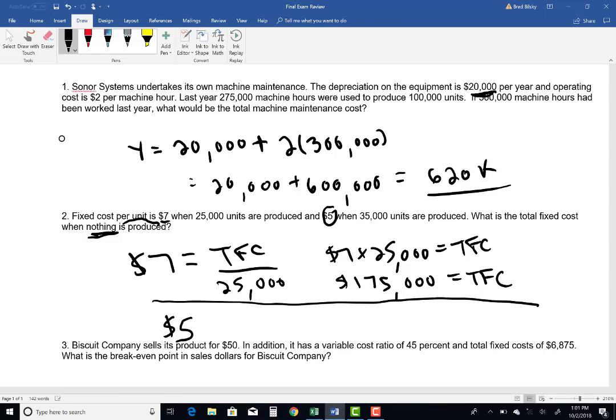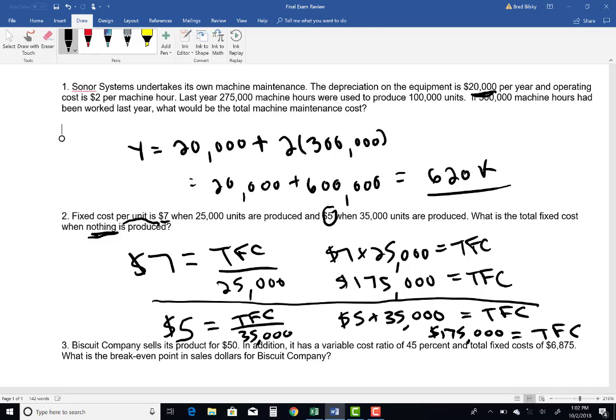When we have 35,000 units produced, we're saying we have a fixed cost per unit of $5. So just the same setup, if I'd run the numbers like that, well, same idea. I could take the $5 times the 35,000, and that's going to give me my total fixed costs. If I do that, again, we have 175,000 equals total fixed cost. And that has to be the case just by the rules that underlie this process.